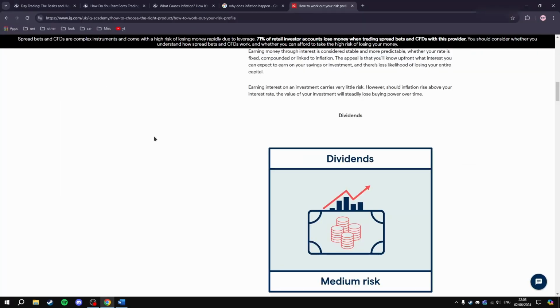Whether your rate is fixed, compounded, or linked to inflation, the appeal is that you'll know upfront what interest you can expect to earn on your savings or investment, and there's less likelihood of losing your entire capital.